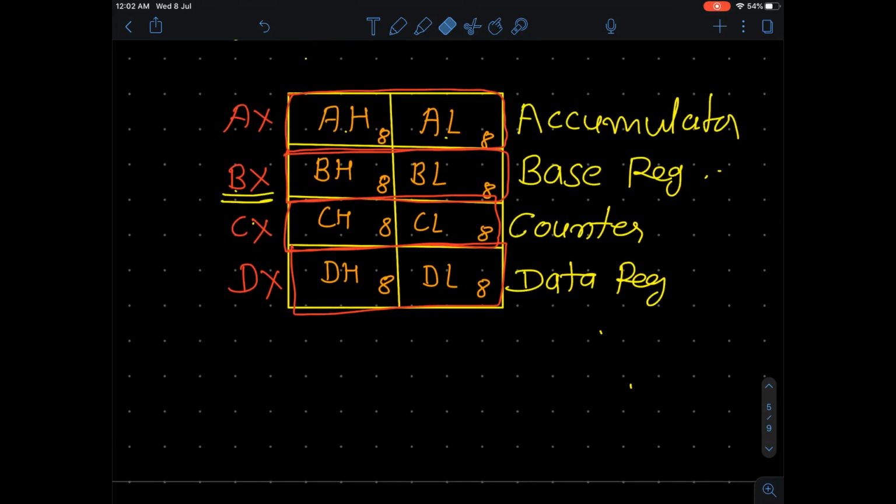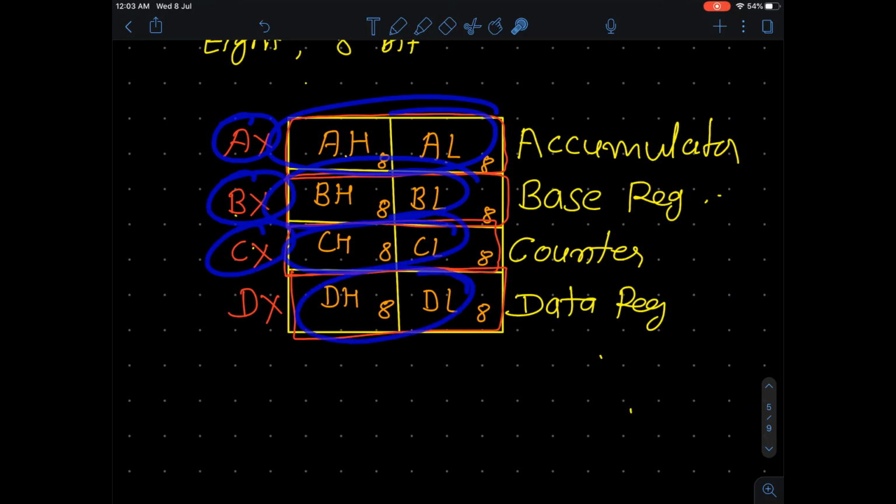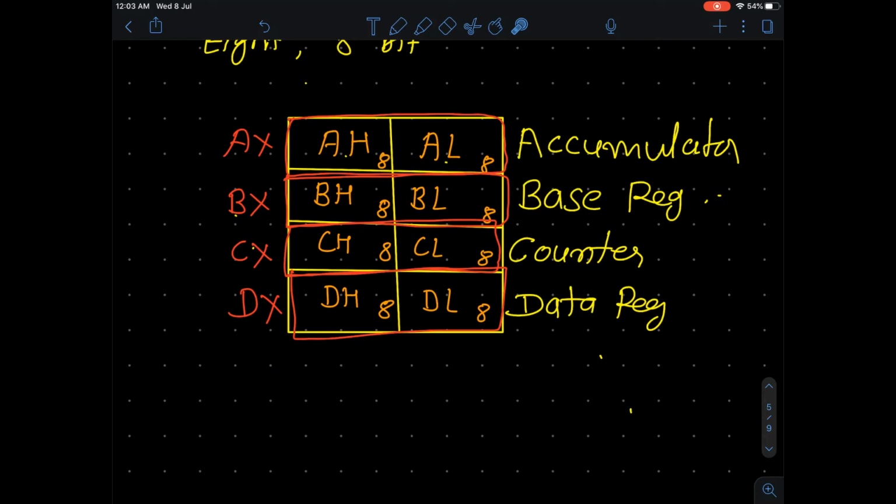So what have we discussed now? We have discussed that there are 8-bit general purpose registers such as AH, AL, BH, BL, CH, CL, DH and DL. These are the 8-bit general purpose registers. Together AH and AL are called the AX register, BH and BL the BX register, CH and CL the CX register, and DH and DL the DX register.